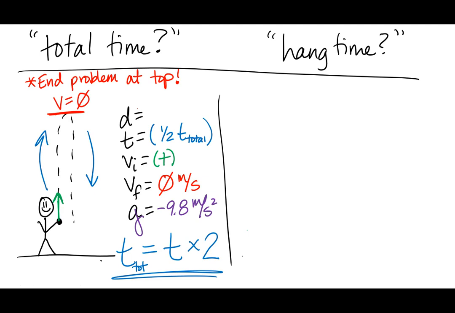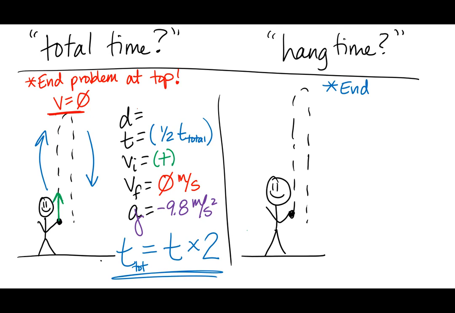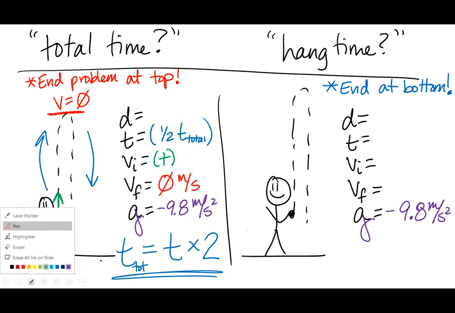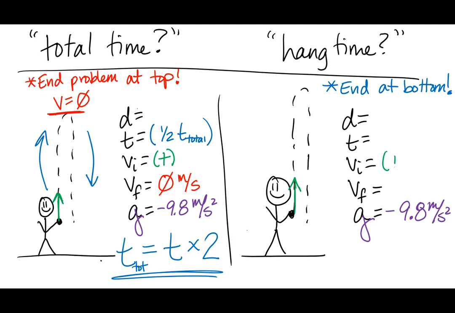Now, the other scenario you could do would be, here's someone who is happy doing physics, and it goes up and comes back down. In this problem, what we could do is end the problem at the bottom. So here we go, givens. D, T, VI, VF, and A. Again, we always know A. A is G, which is negative 9.8. There we go. We always have that initial velocity of some kind, right? So that is some sort of positive value. And this time we are ending at the bottom.